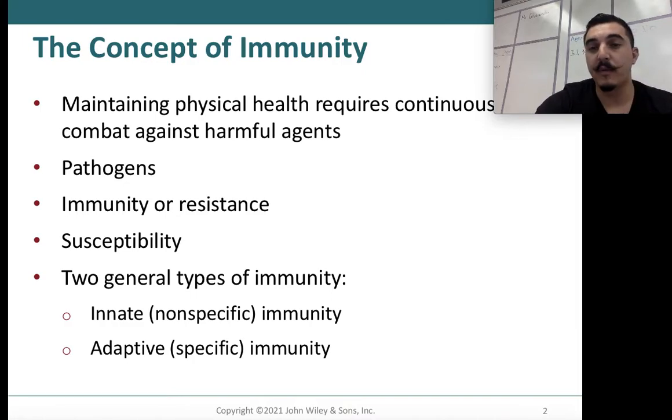Just splitting those words, non-specific means it doesn't fight against one specific pathogen; it's a general protection. That's why it's called non-specific. And when you talk about adaptive or specific, that means we have specific defenses against specific pathogens. Think about a virus, or a specific type of bacteria. We specifically target those, not in general, but more directly to that pathogen.